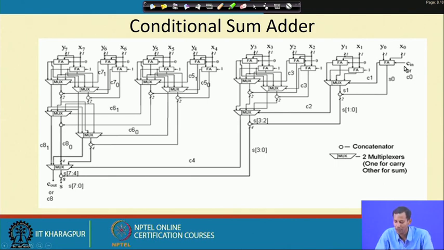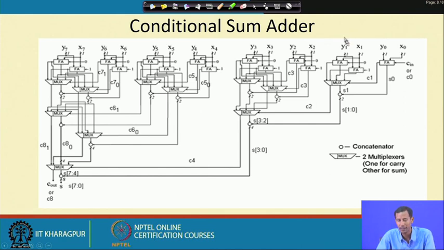Here, what is happening? As there is only one full adder cell, it can only generate one carry. But here, what is happening? Suppose I am getting 1 and 1 for these two, and the carry from here is 1.